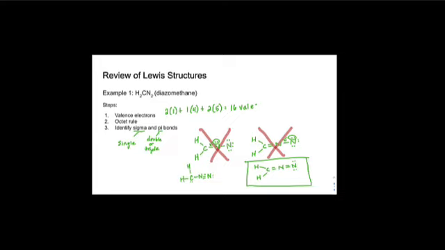Okay, so this has 16 valence electrons. All atoms that need to are following the octet rule. And so it is also an acceptable answer.